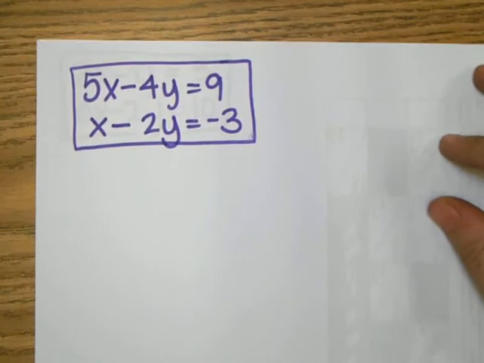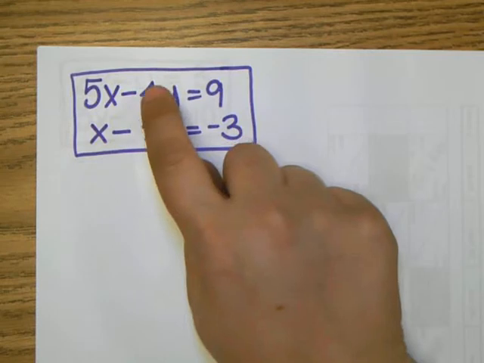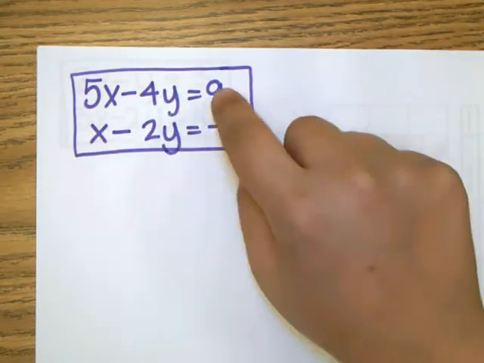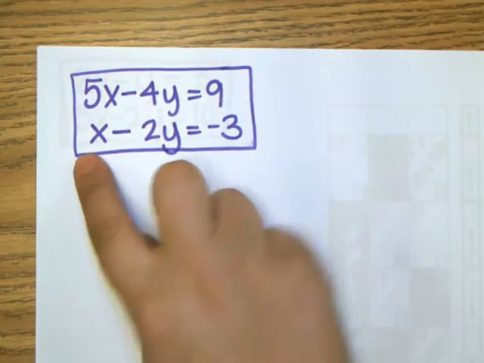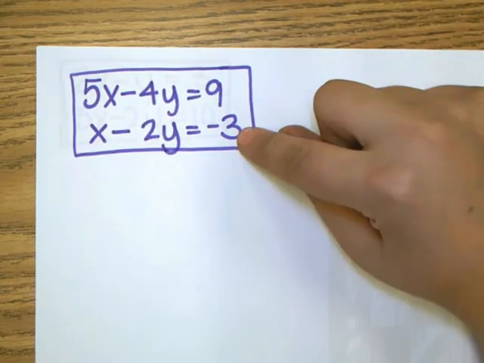So if we take a look at this system here, again, remember, our goal is to figure out what does x have to be and what does y have to be to equal this number, and the same two numbers have to plug back in and equal -3.